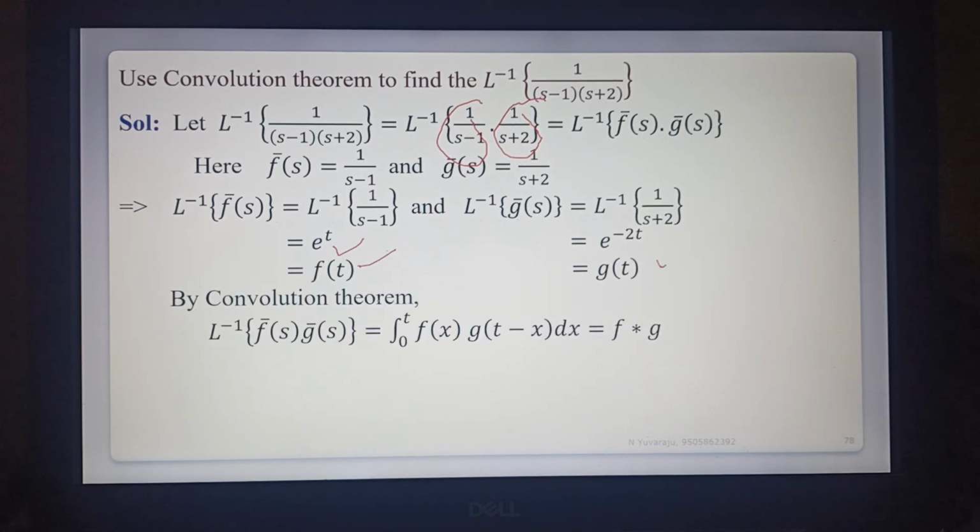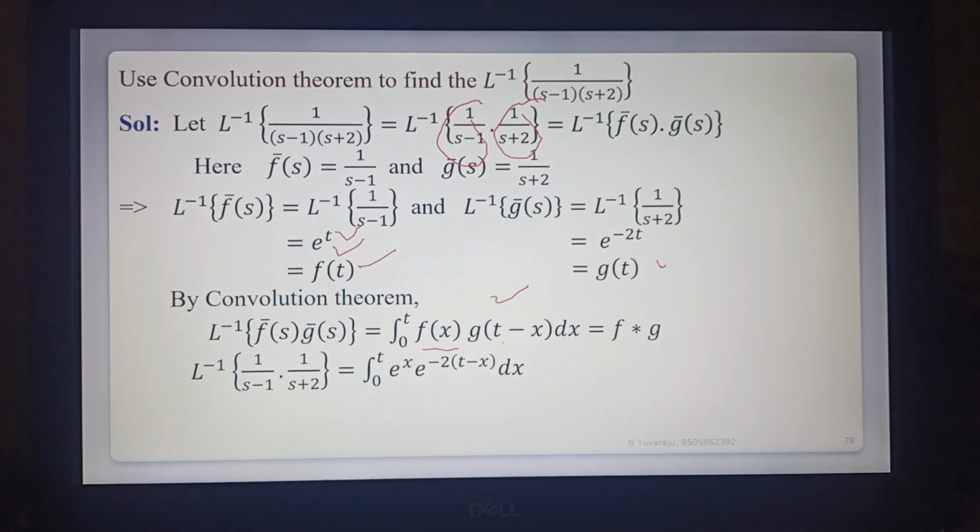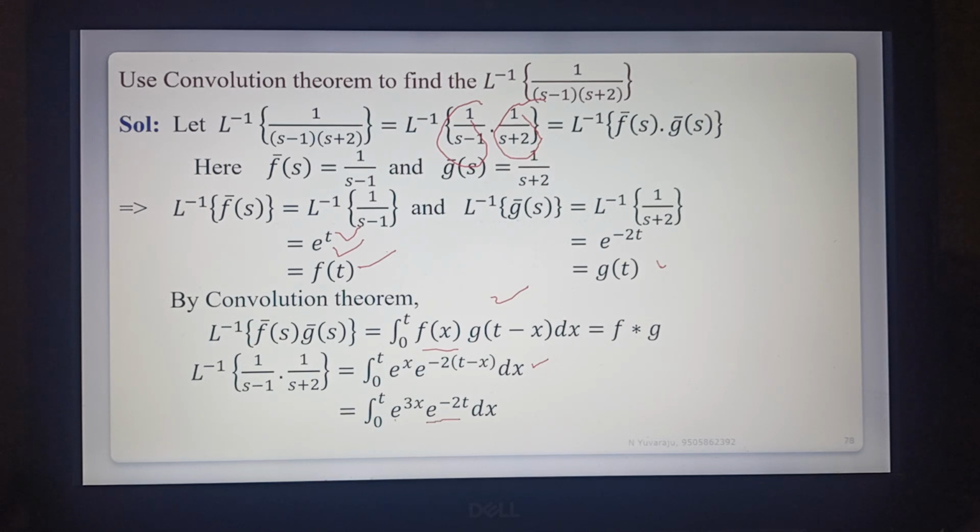By using the convolution theorem, this is the statement of the convolution theorem. L inverse of 1 by s minus 1 into 1 by s plus 2 is integration 0 to t, where f of x is equal to e power x and g of t minus x is equal to e power minus 2 into t minus x, dx. Now finding the integration, 0 to t. The simplification is e power x into e power plus 2x, that is e power 3x. Next, e power minus 2t is a constant.